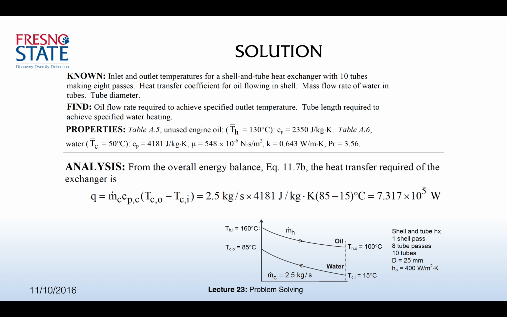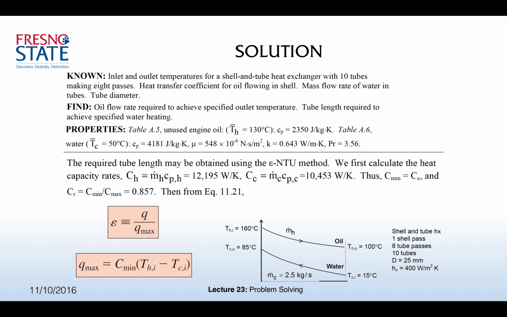So now we have both our m dots. Now we have our Cps. So we use that to be able to find our C hot and C cold to find which is minimum and which is maximum.